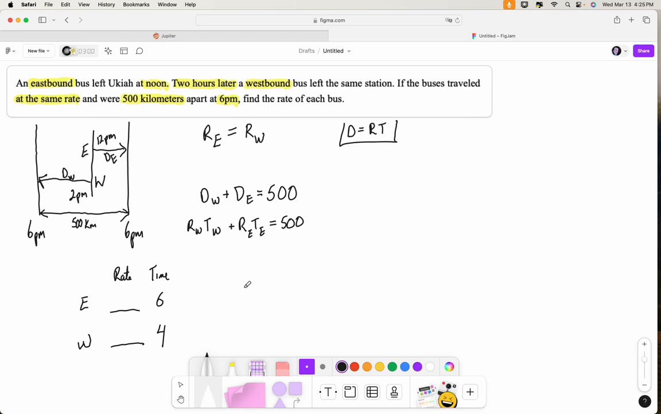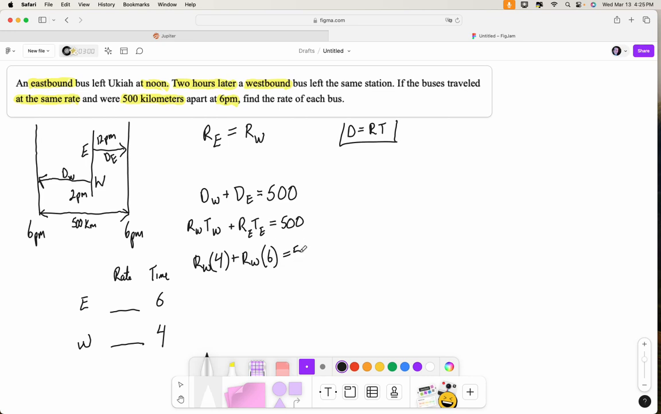Now, we know the times of each one, and we know the rates are the same. So what that means to me is I can substitute in one for the other. So I'm going to keep RW, and I'm going to put the time of the westbound, which is 4. We're going to multiply those together. And then the rate of the east, I'm going to substitute RW because it's the same. And the time of the east is 6.